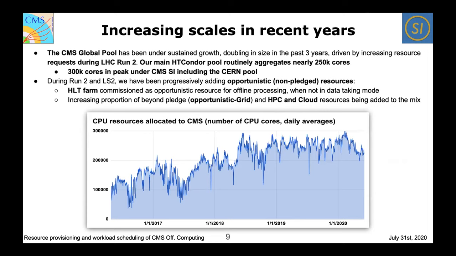It's also worth noticing that during Run 2 and Long Shutdown 2, we have been progressively adding more opportunistic or non-pledged resources. The most important in size is of course the HLT farm. The HLT farm has been commissioned for opportunistic use for offline processing, and of course we have been using this fully during the shutdown. So there is an increasing proportion of beyond-pledge, also HPC and cloud resources in the mix. I will describe this a bit further later on.